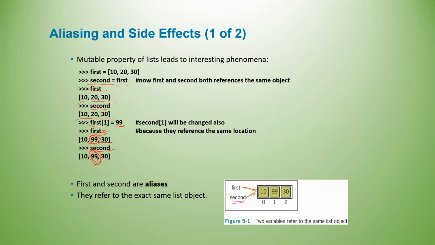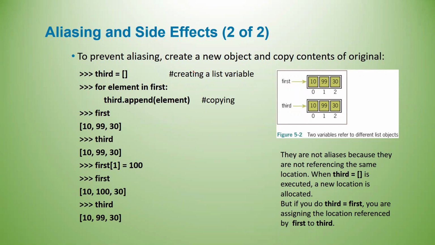So we call this phenomenon aliasing. First and second are called aliases. They are just different names for the same thing. They refer to the exact same list object. Does that make sense, everybody? Yes. Okay. To prevent aliasing, create a new object and copy the contents of the original.